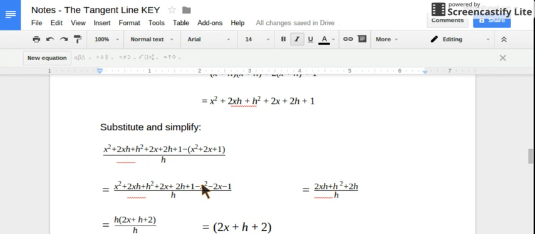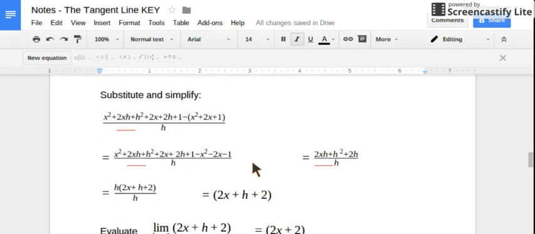X squared and negative x squared are going to cancel and go away. Positive 2x and negative 2x are going away, and positive 1 and negative 1 are going away, which leaves behind 2xh plus h squared plus 2h, all divided by h. We still can't substitute our 0 and evaluate the limit yet until we get rid of this h.